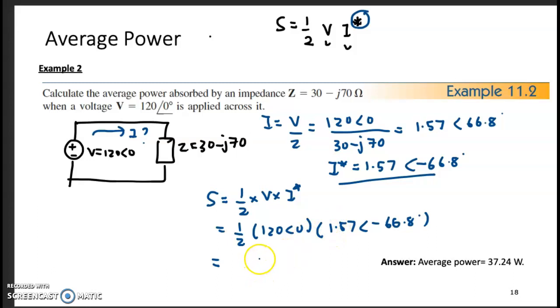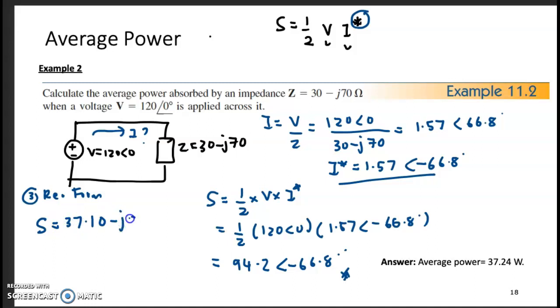Your magnitude is 120 multiplied by 1.57 divided by 2. You got 94.2. The angle is 0 minus 66.8, so it becomes minus 66.8 degree. You can't get any information here. And then third step, change to the rectangular form. So S is equal to, changing this one to rectangular form, it becomes 37.10, just use your calculator, minus j86.6.